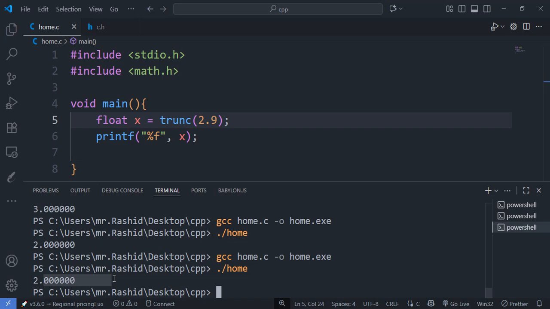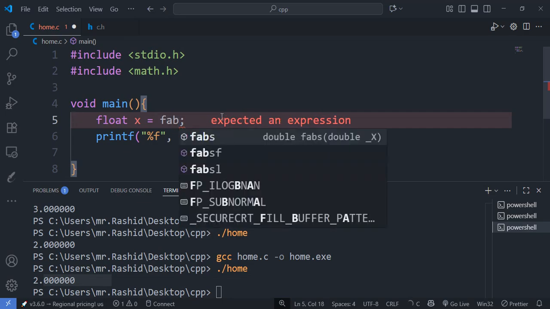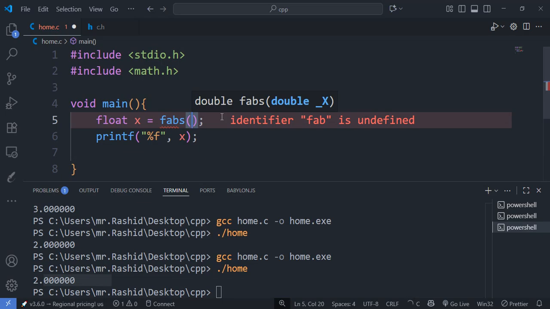So we also have another category of functions which are called the absolute value functions. For example, we have fabs, and this one returns the absolute value of a floating number. Let us take a look at an example here. Remember, it works on floating numbers. So we can have fabs here.